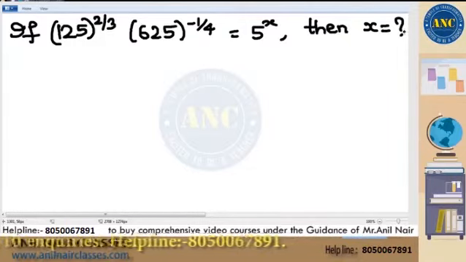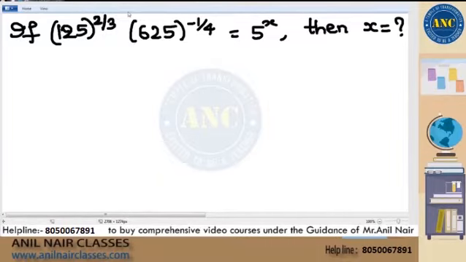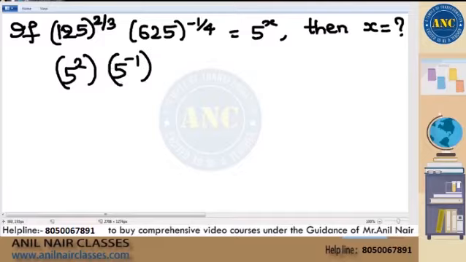Now listen carefully. Same logic. There is no difference in the way we are solving. These are all anyway very easy questions. 125 is 5 power 3, so (5 power 3) whole power 2 by 3. That 3 and power 1 by 3 will cancel. You are left with 5 power 2. Similarly, 625 is 5 power 4, (5 power 4) power minus 1 by 4. 4 and 1 by 4 cancel. You are left with 5 power minus 1, equal to 5 power x.